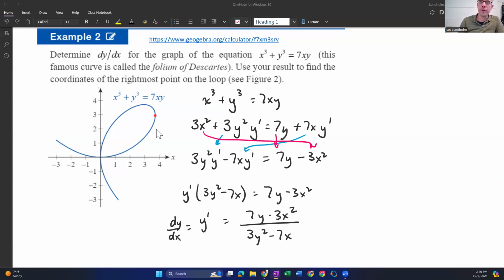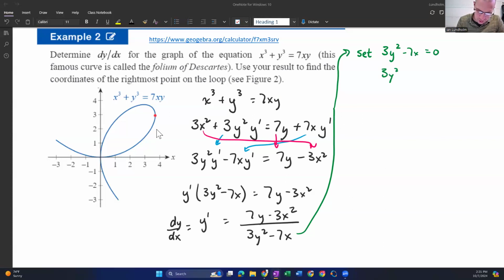So what we're going to do is we are going to bring this all the way up, and we're going to set the denominator equal to 0. 3y squared minus 7x equals 0. And, more friendly, that's going to be 3y squared equals 7x.